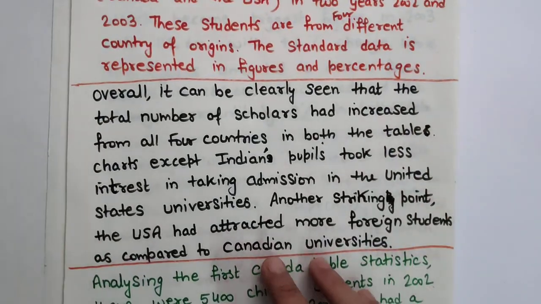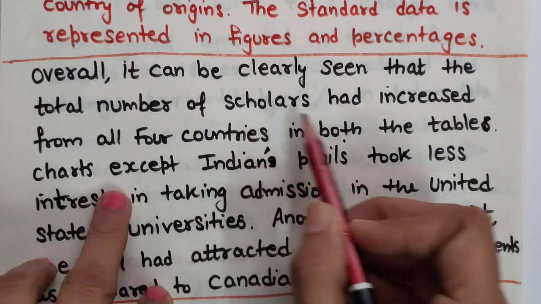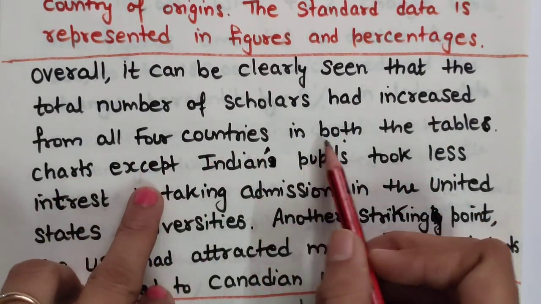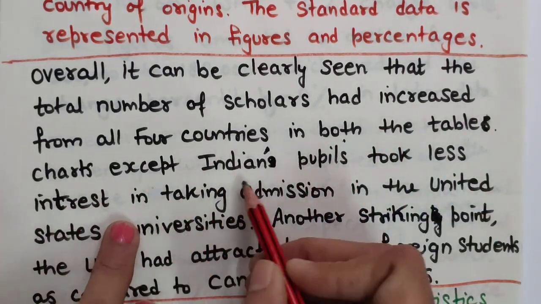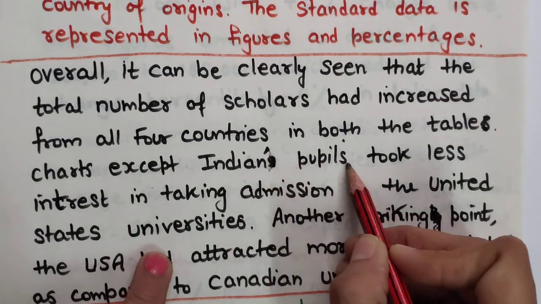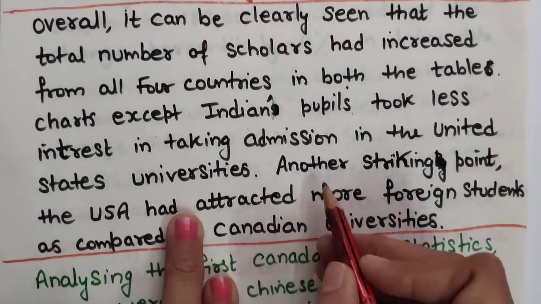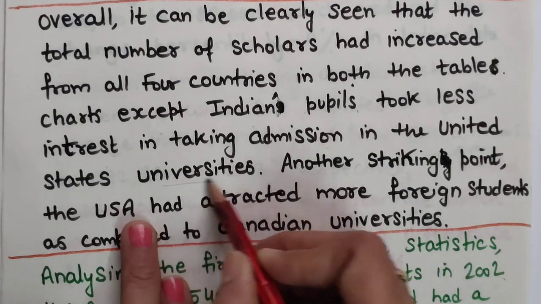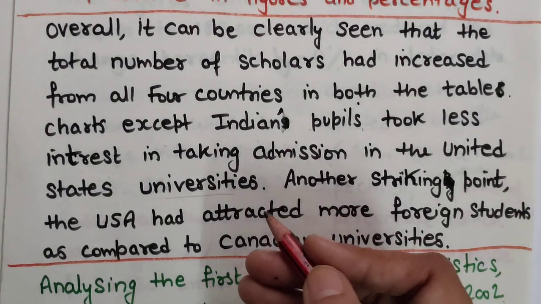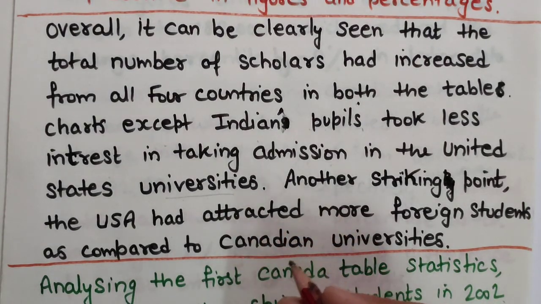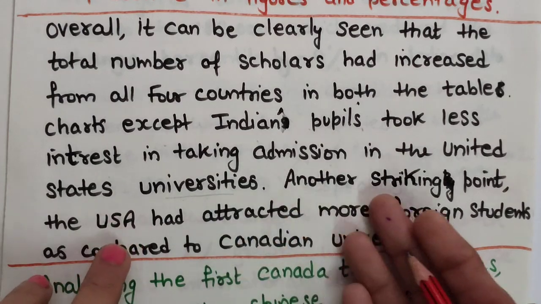You can see this. Overall, it can be clearly seen that the total number of scholars had increased from all four countries in both the tables, except Indian pupils, which also shows a cut. Indian pupils took less interest in taking admission in United States universities. Okay, so another striking point. You will be saying, where is university? Of course we are talking about educational things. Young children can't come after 12th, they will visit. You all know, those who are doing the IELTS exam, after 12th students used to go there.